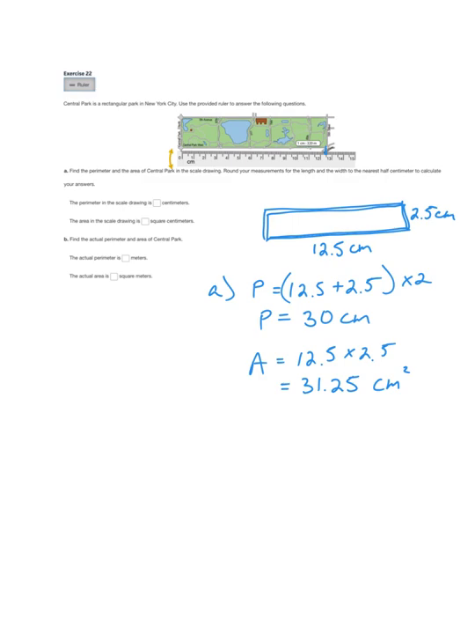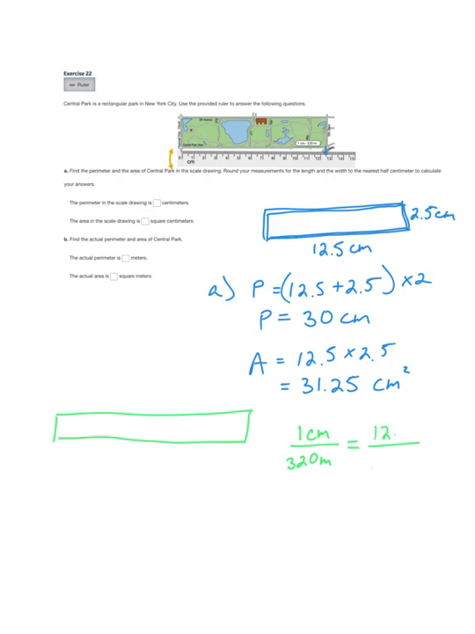Now, let me switch colors as I switch to the real park. So for the actual perimeter of the park, we need to figure out what these distances are in the real park. Well, we're told that the scale is 1 centimeter in the drawing represents 320 meters in the actual park. So let's go ahead and find the actual length. If the scale drawing length is 12.5 centimeters, oops, I put that in the wrong spot. Hold on. We're trying to find the actual length, so that needs to go on the bottom.